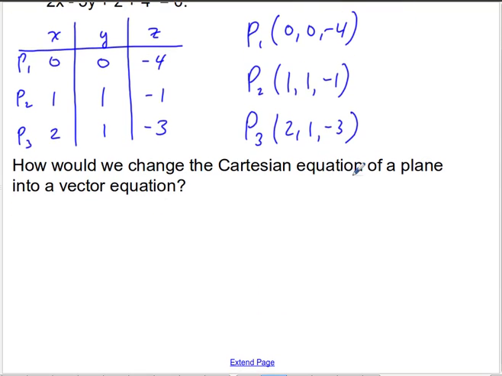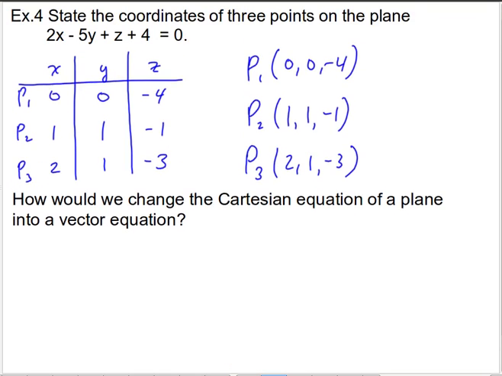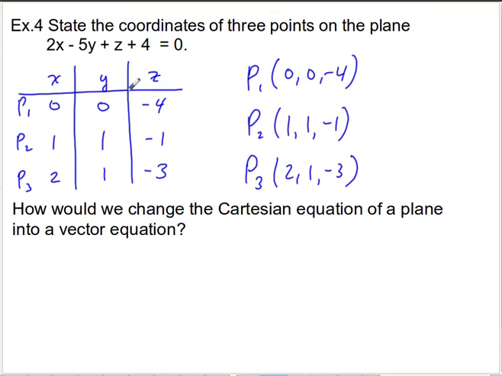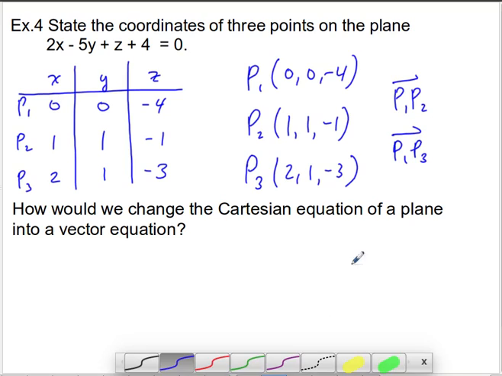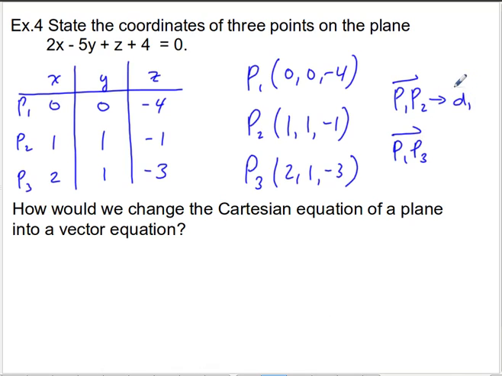How do we change the Cartesian equation of a plane into a vector equation? If I start with this Cartesian equation, I can find 3 points, and if I can find 3 points such that the vectors are non-collinear, for example, the vectors P1P2 and P1P3, then I know that in my vector equation, I can make these into my direction vectors.